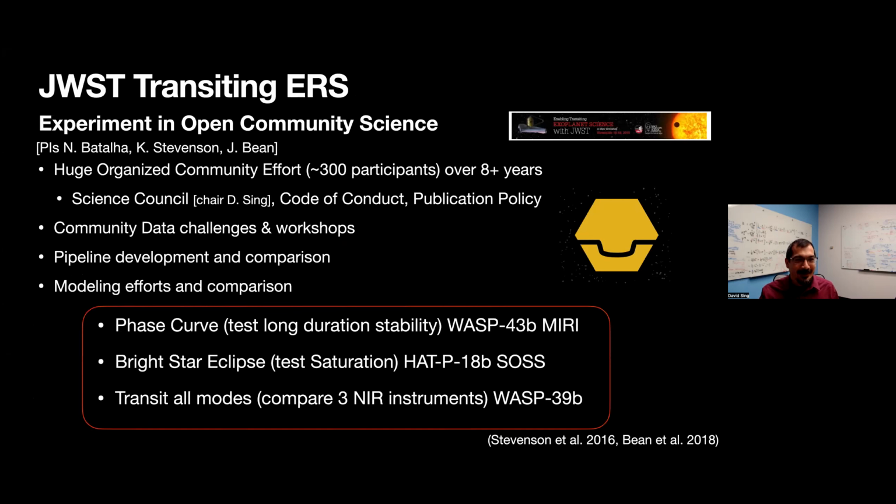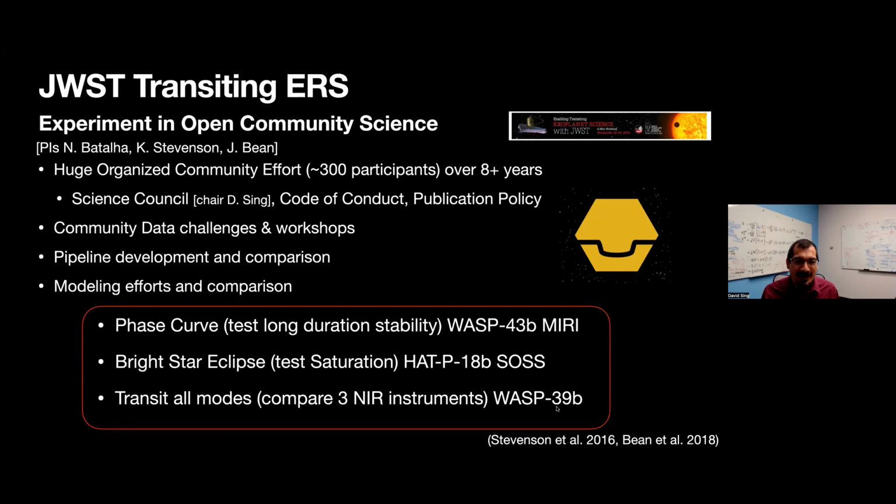That was during commissioning, and the first data that the community got was from the ERS program, which is a great program. Our transit ERS program has been a great experiment in open community science. The PIs are Natalie Batalha, Kevin Stevenson, and Jacob Bean, but there are over 300 participants worldwide. It's been a very long effort, over 8 years. We've hosted community data workshops and challenges to really prepare the community for using JWST.